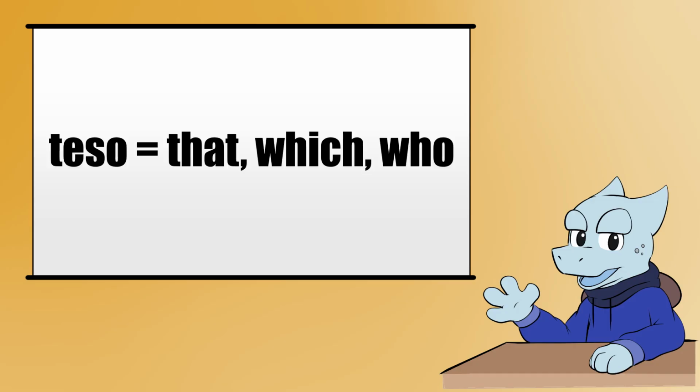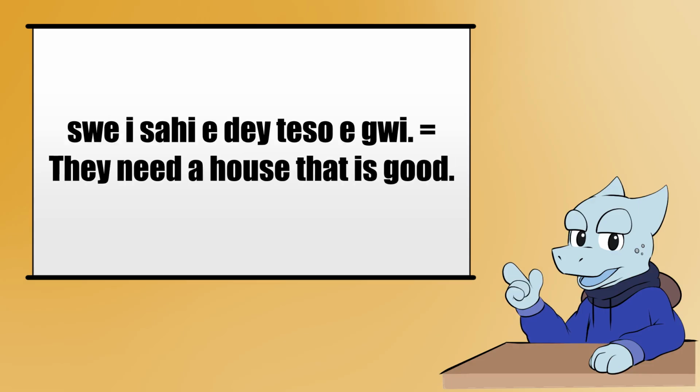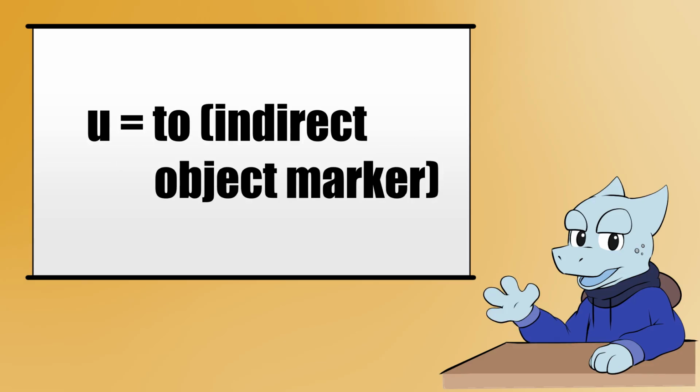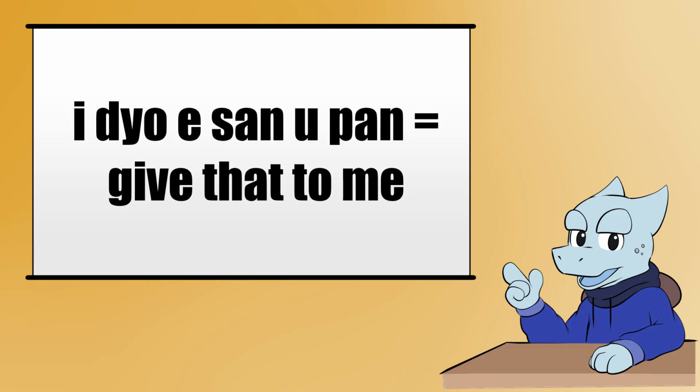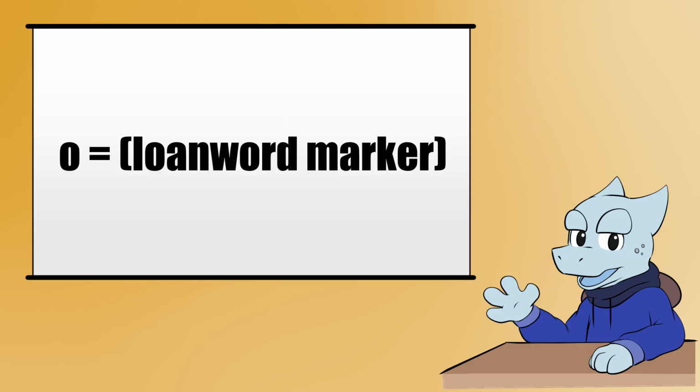We'll go over a few more words you can use to help you with more complex sentences, like teso, which creates a dependent clause. It's the equivalent of the English words that, which, or who, depending on the context. Swe sahia de tesoegui means they need a house that is good. There's also the particle u, which marks the indirect object, which is usually represented by the English word to. Ijoa sanu pan means give that to me. The last vowel particle you need to know is o, which marks loanwords.